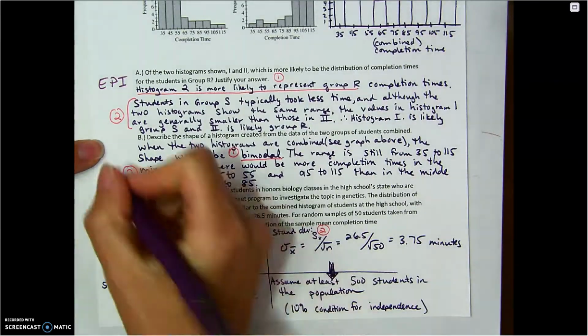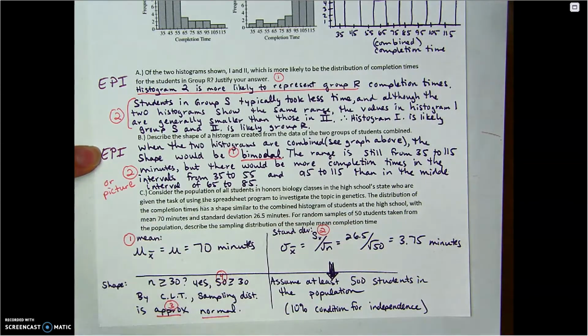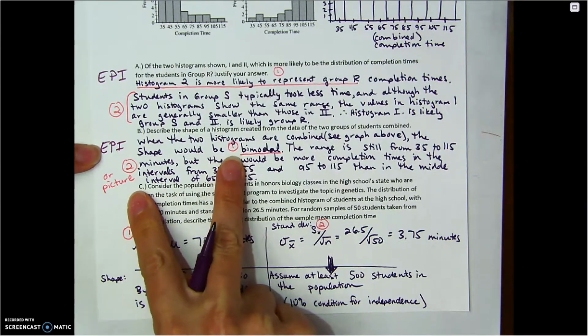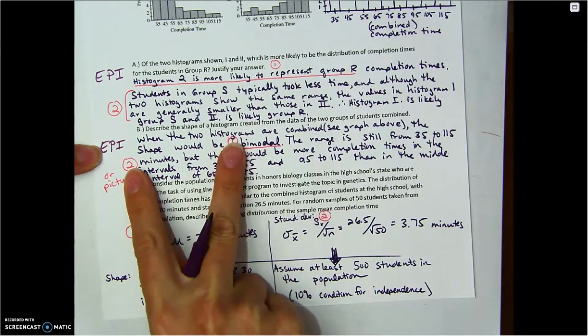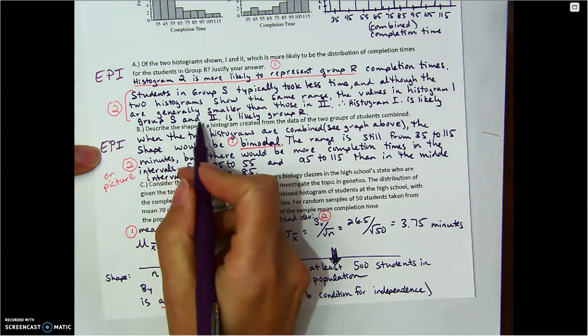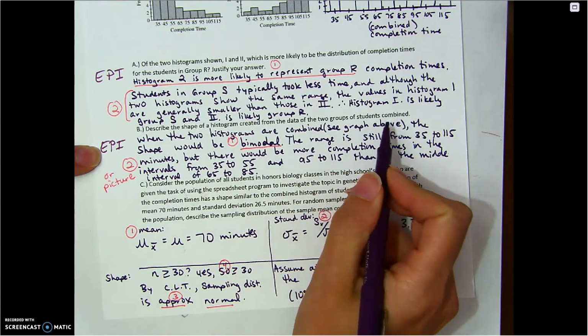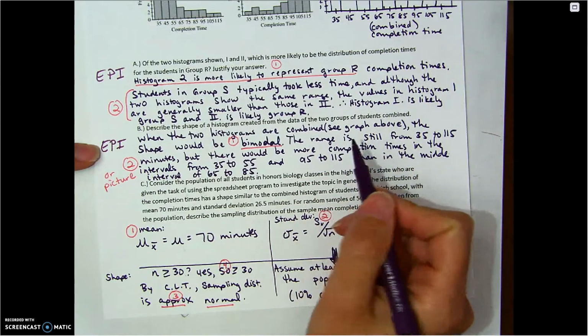All right, for part B, EPI. All right, so to get an E, we had two things that you had to do. If you only did one of these two things, then it's a P. All right. So we want to describe the shape of the histogram created from the data of the two groups of the students combined. I went ahead and combined them.